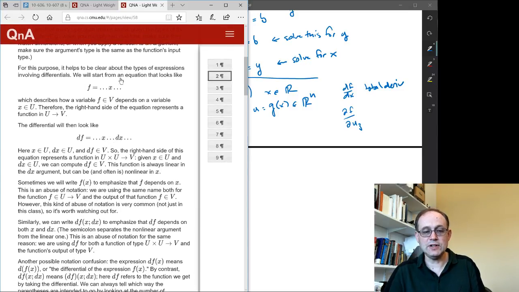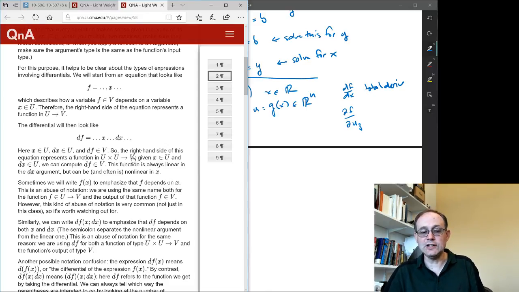So if we have an expression like this and we take the differential, it's going to look like df is equal to some expression that involves x and dx, right? And so x is going to be in U, dx is going to be the same vector space as x, so it'll be in U as well. And then df will be in the same vector space as f, namely V. And so this right-hand side here represents a function where you take two arguments in U, namely x and dx, and compute a value in V.